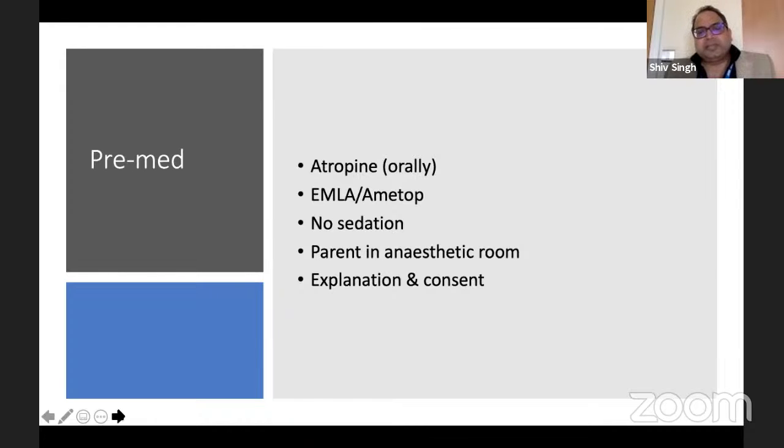There's going to be a lot of separation anxiety in the child, so the parents are allowed in the anesthetic room. The parents are explained, not the child, the parents are explained what is going to be done. A consent is taken from them, and anesthesia is going to be induced in their lap. So they should be aware of what is going to happen in the anesthetic room.